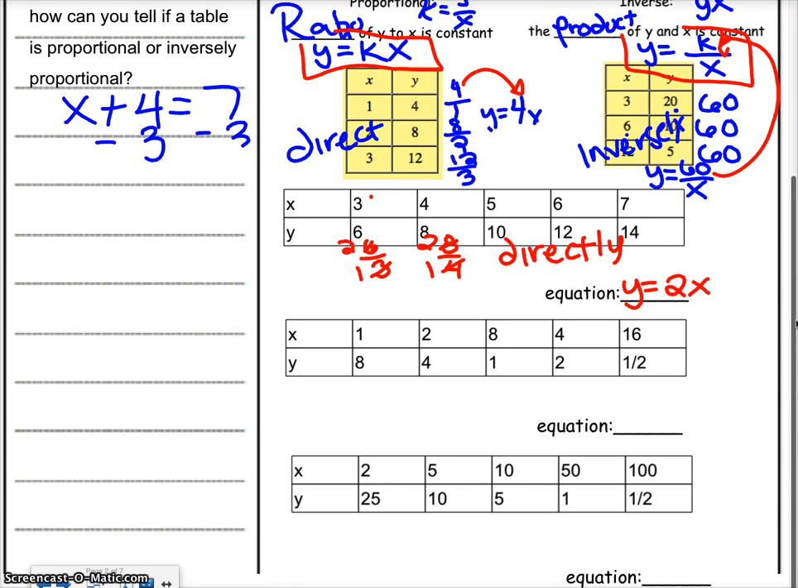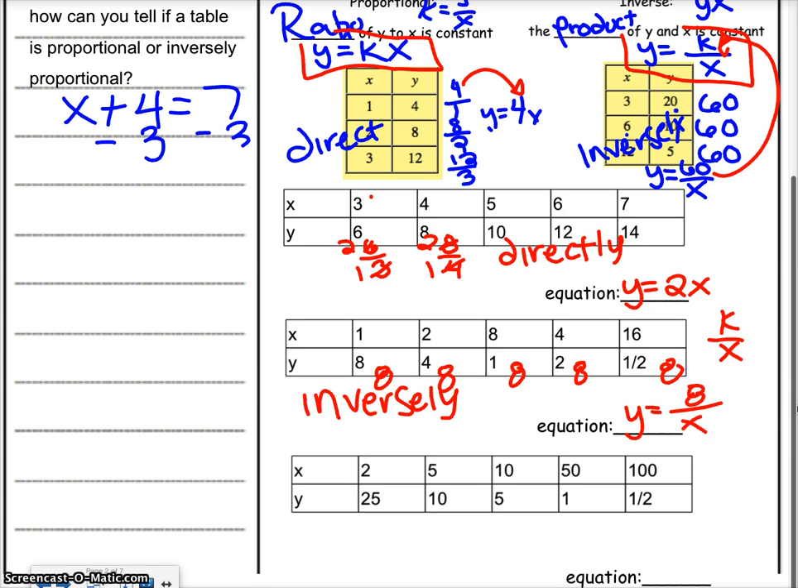Okay, again, I check my product first. What's 1 times 8? 2 times 4? 8. 8. 16 times a half is 8. Since the product is the same, it's inverse. So I know this is inversely proportional. So y equals k over x. K is whatever that common theme is. What's our common theme? 8. 8 over x.